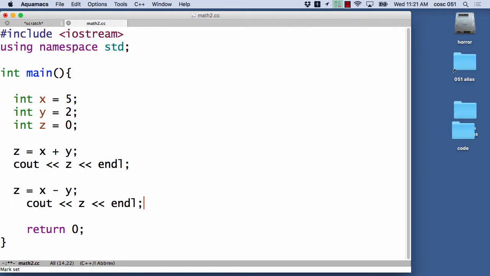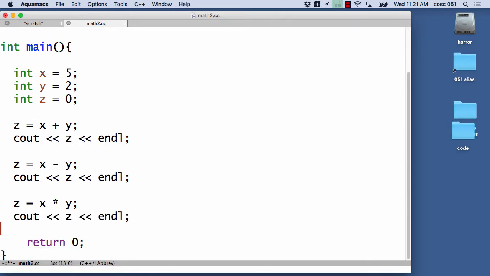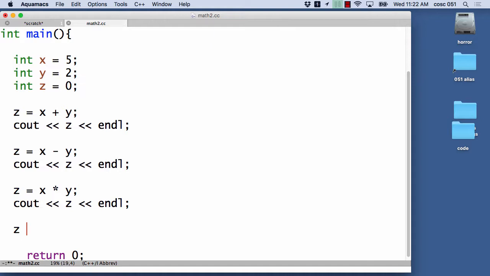Output it. We can do z equals x times y. We can output it. All right, now z equals x divided by y. I forgot the equal signs. X divided by y. And we output it.